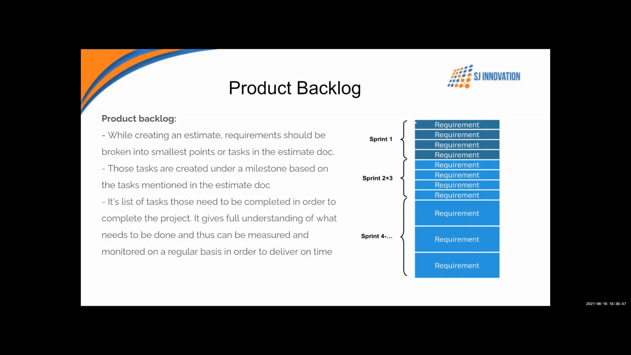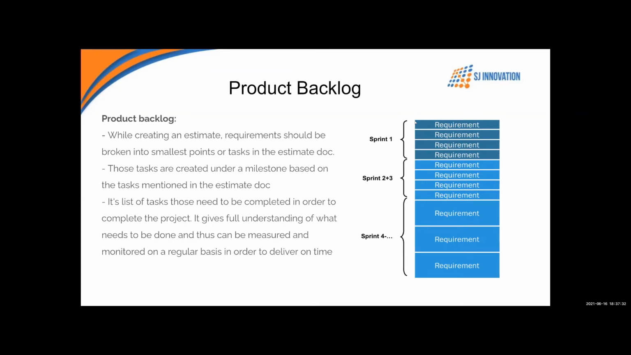The second point: those tasks are created under a milestone based on the tasks mentioned in the estimate doc. Once we send the estimate to the client, there can be 10 items, 20 items, or even more or less. The team building the project cannot take the list altogether. They need to divide it into milestones. We plan that these 3 or 5 tasks we cover in the first milestone, and the remaining we take in the second milestone. If the list is very big, we can break it into multiple milestones. It always depends on the requirements and their complexity.